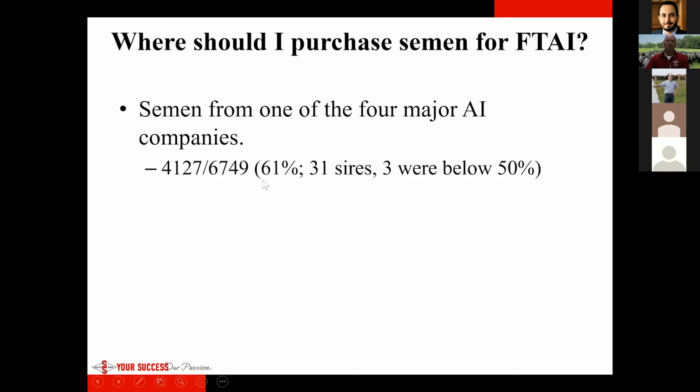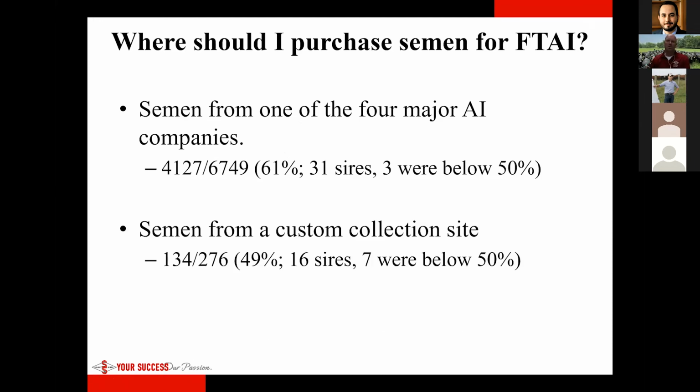So we had a 61% success rate. This is with the 7-day coasting plus CIDR program. 31 sires were used. Only 3 of those 31 were below 50%. Like I said, several of these people were using bulls that they chose. Maybe it was a bull that they owned, that they had custom collected at a facility. Maybe it was semen from a different breeder that they had collected as well.